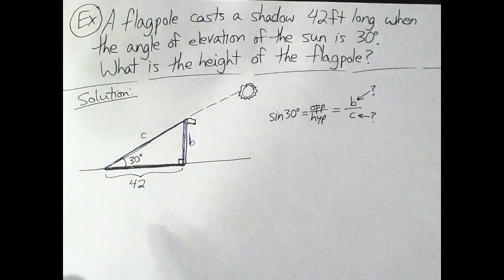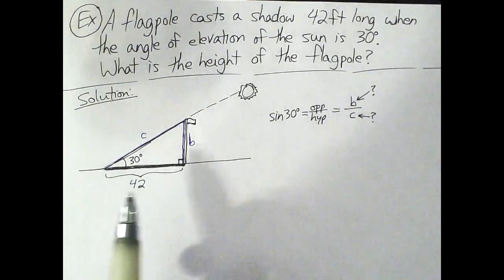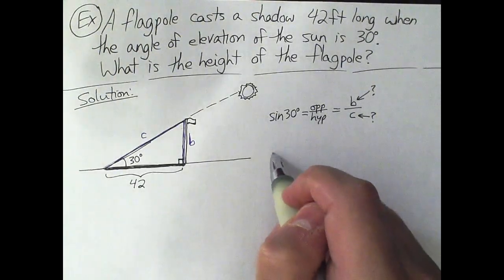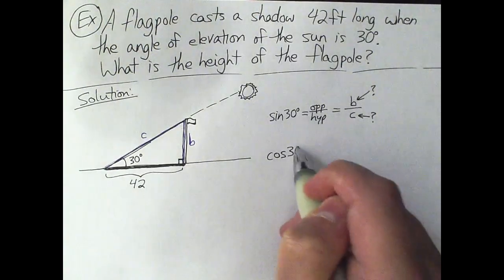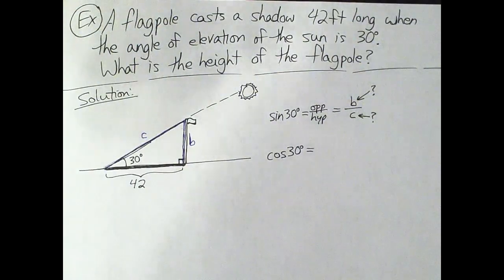Earlier when we used sine of, what was it? It was sine of 30 degrees, wasn't it? That was in a problem where we knew the hypotenuse. But in this problem, we don't know that. So let's move on and say sine of 30 degrees doesn't really seem helpful. So maybe we could use cosine of 30 degrees and see if that helps.